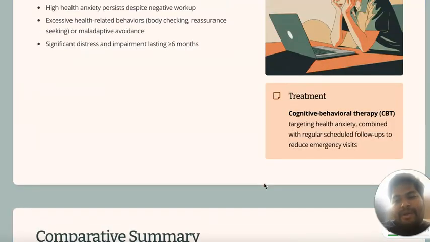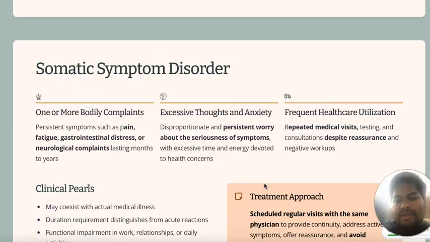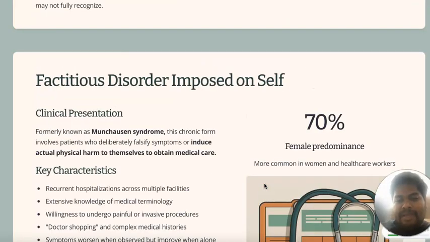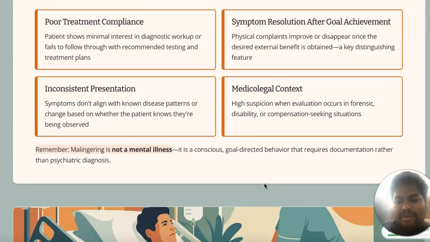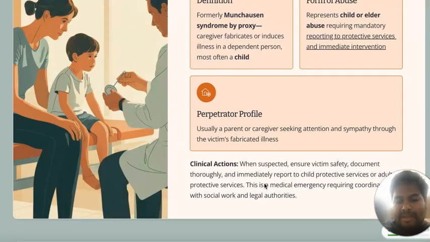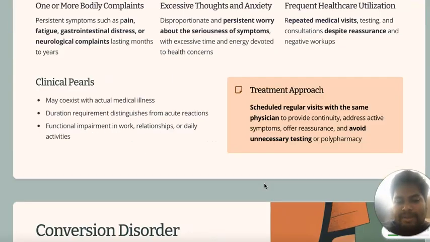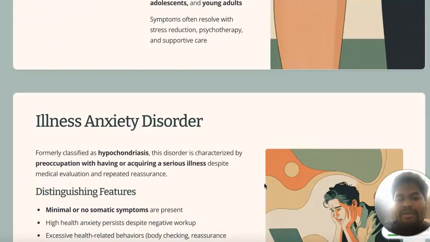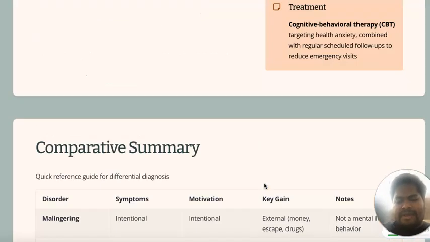I hope after watching this video you got clear about this topic, especially malingering and factitious disorder, Munchausen syndrome by proxy, somatic symptom disorder, also conversion disorder, also illness anxiety disorder or hypochondriasis. These questions often come in the examinations, and all these conditions will be together in your options. So you have to understand what each of them means, and you have to choose the best one.